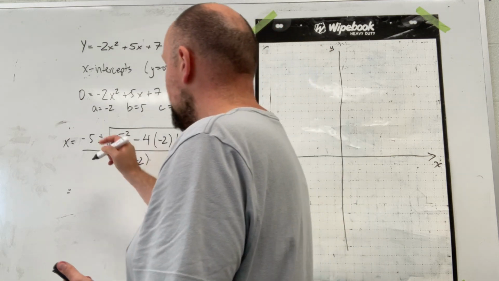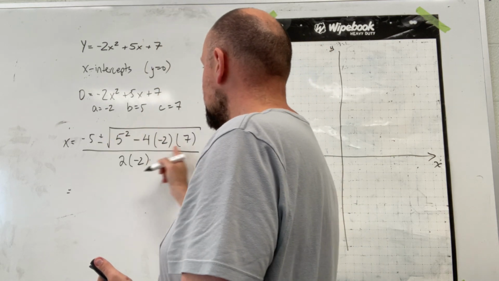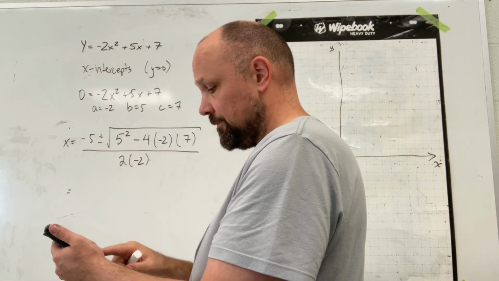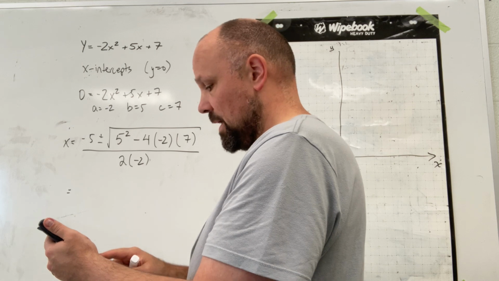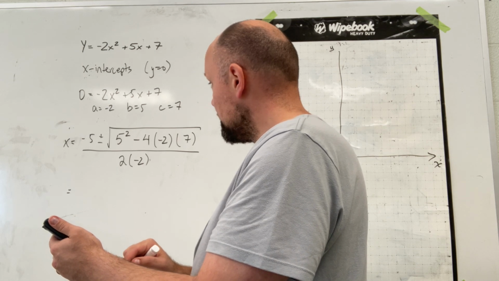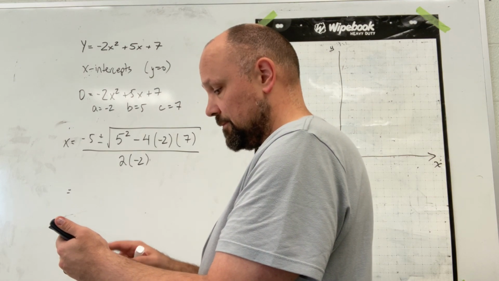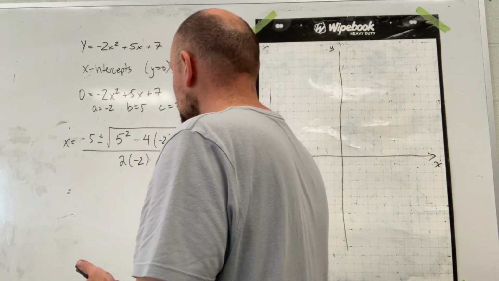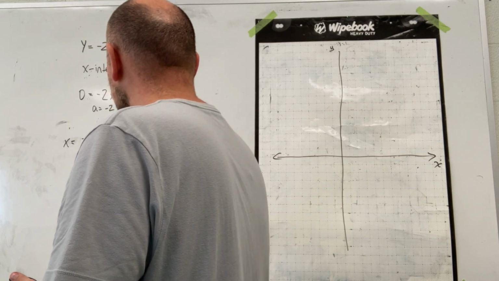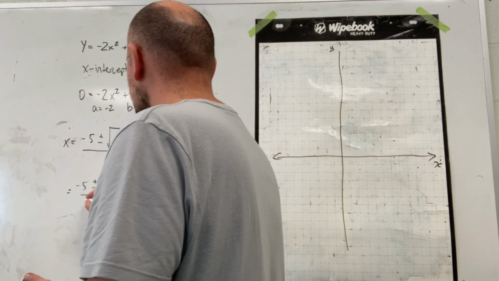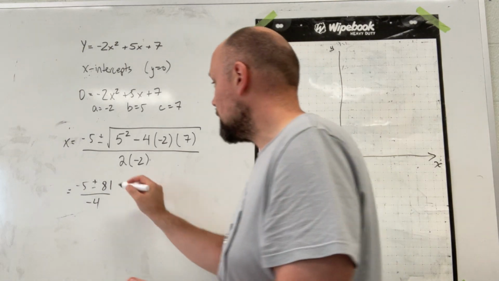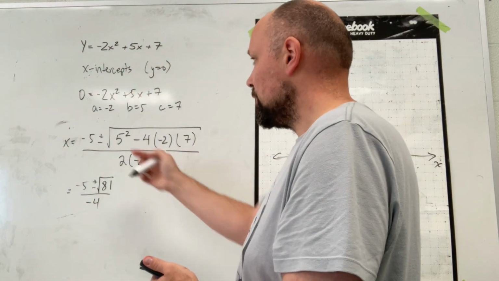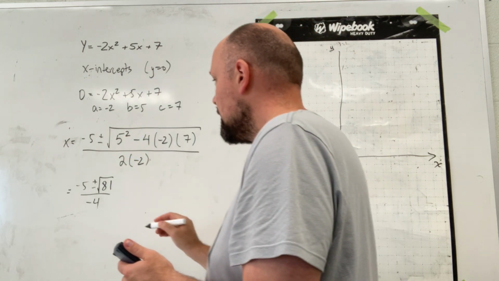So I'm just going to do this calculation first, just to make it easier to write. So 5 squared minus 4 times -2 times 7 is 81. So -5 plus or minus, oh sorry, square root of 81, divided by -4. If you do this calculation or if you input it all at once, it doesn't matter.